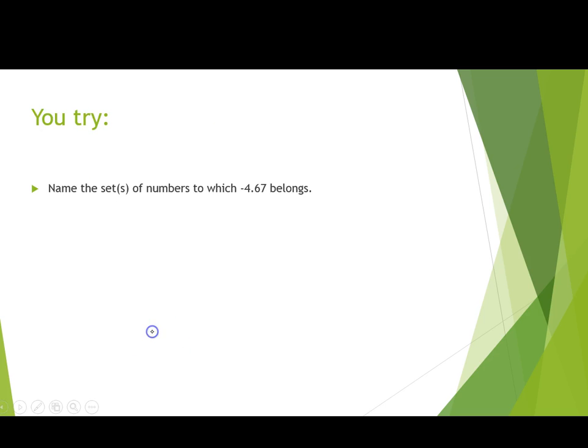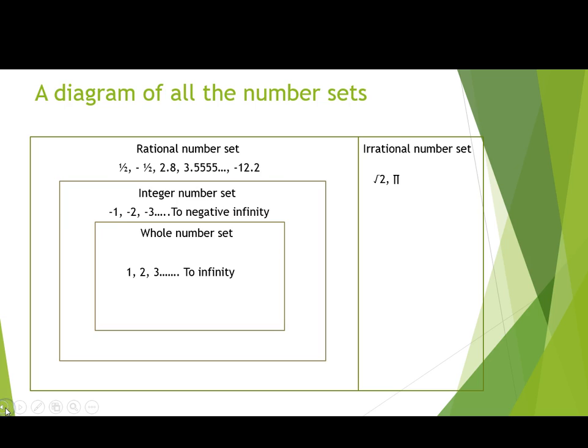So, next step, you're going to try it. You're going to name the set or sets of numbers to which negative 4.67 belongs. Is it A, whole, B, rational, C, integer, or D, irrational? And there's your set picture again.